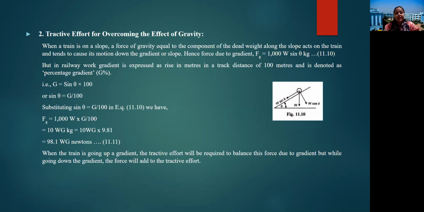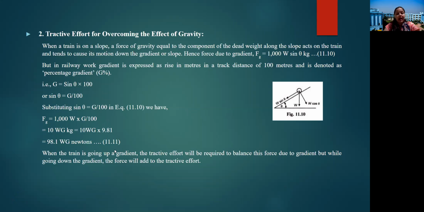How much gradient is measured in terms of a track distance of 100 meters. So percentage gradient G will be sine theta into 100, or sine theta will be G by 100. So in the equation of Fg, if we substitute the value of sine theta, it will be Fg equal to 1000 into W into G by 100. So it becomes 10 WG. Now the value of g is 9.81. Replace that and Fg becomes 98.1 WG.